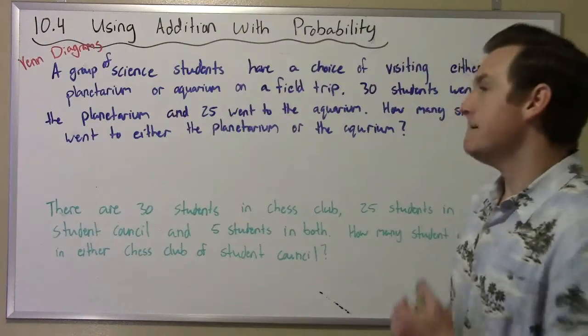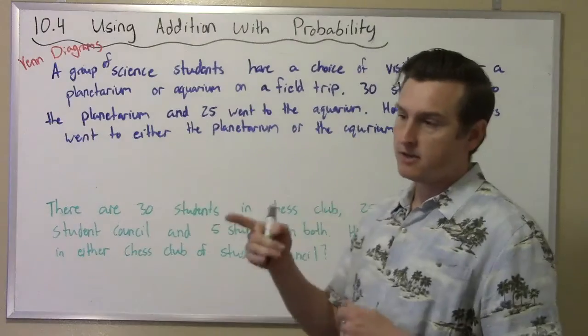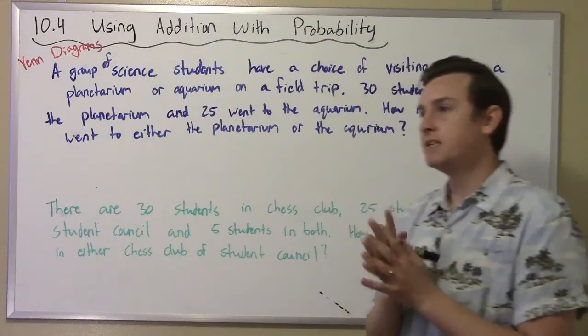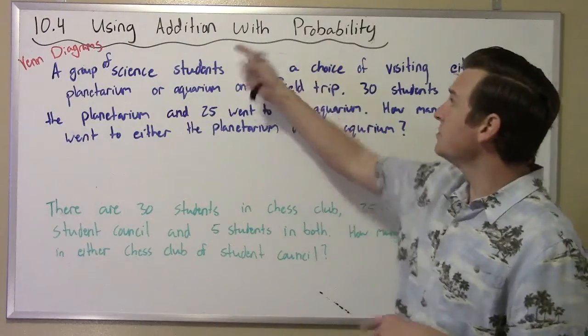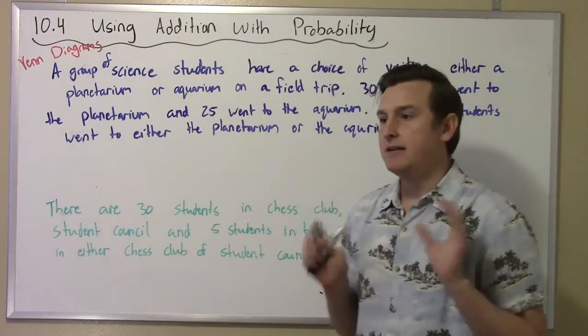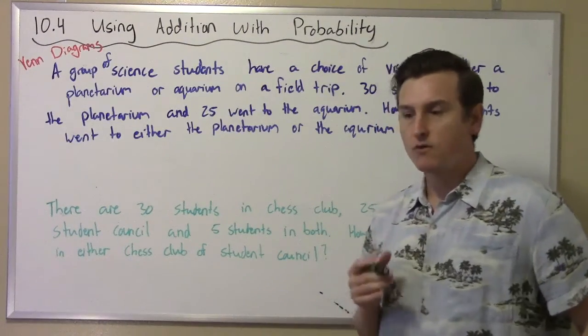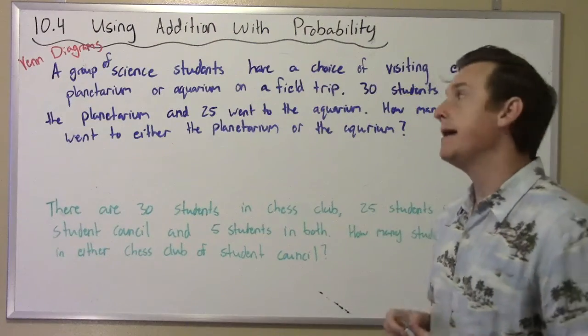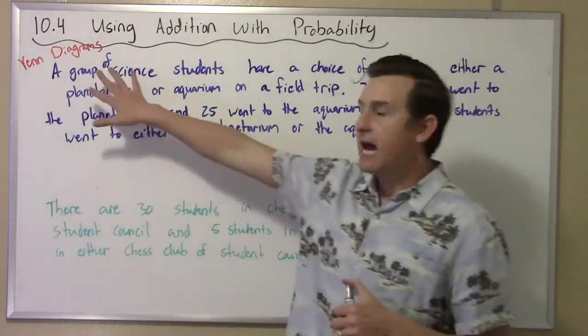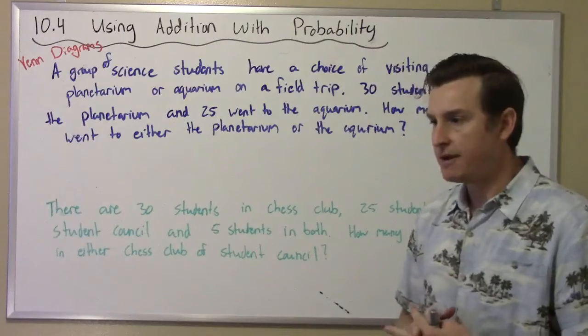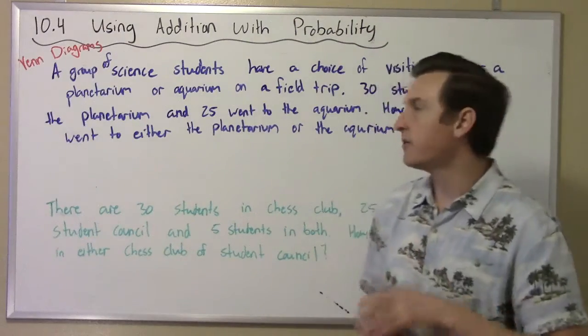Hey guys, we are in 10.4 in your Algebra 2 book, and today we're going to be learning about using addition with probability. Before we get too far into that, I just wanted to go over a basic concept with you. I want to talk about Venn diagrams, because you're going to see some Venn diagrams in your homework or in your book.